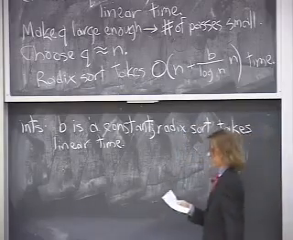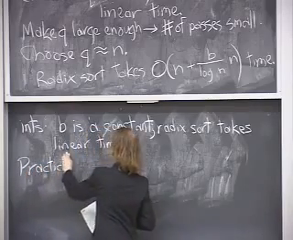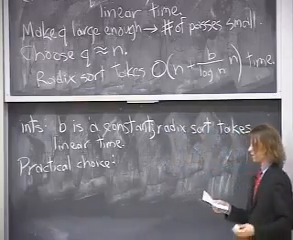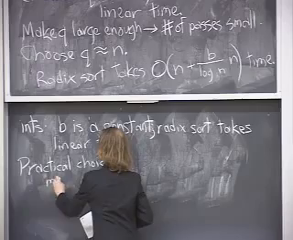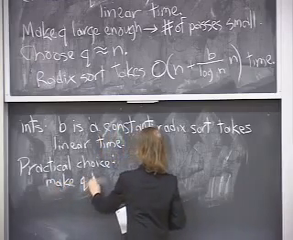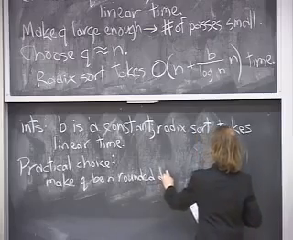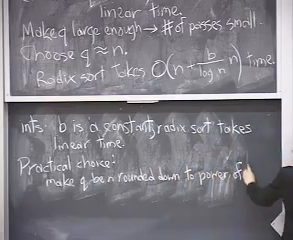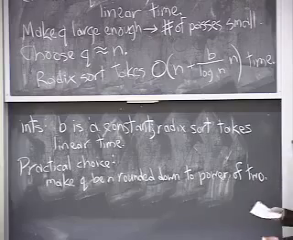Now your practical choice of Q is to make Q be n rounded down to the next power of 2. And that'll work well for the vast majority of situations. That'll give you a nice fast sort.